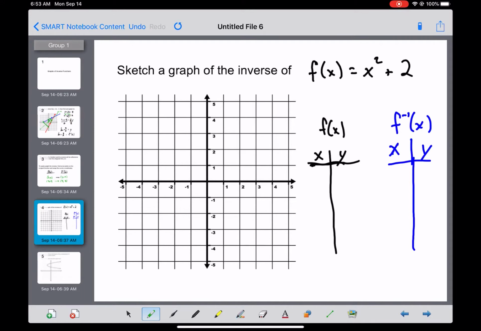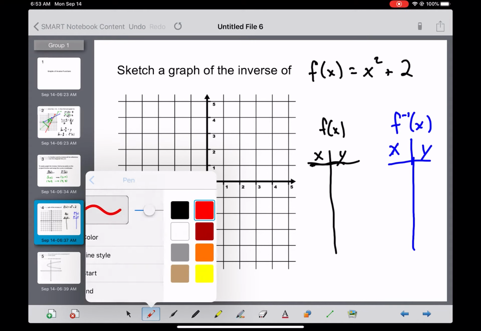Sketch a graph of the inverse of f of x equals x squared plus 2. I'm not asking us to sketch the original function here. I actually just want to see the inverse. But we're still going to need to start by finding some points on the original function so that we can swap them in the inverse.